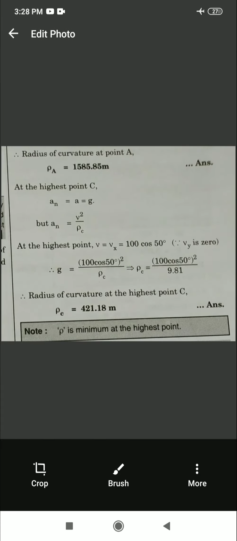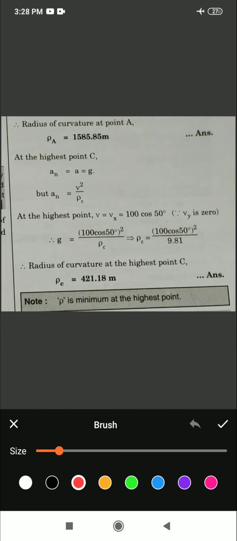Now to find the velocity along x direction, because the velocity along x direction remains constant in projectile motion, that becomes u cos 50. U is given as 100, so cos 50 is the component of velocity along x direction. The component of velocity along y direction will be 0 because C is the highest point of elevation. Therefore, the component of velocity along y direction will be 0.